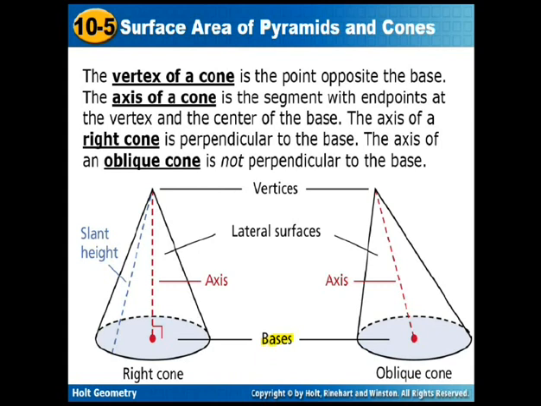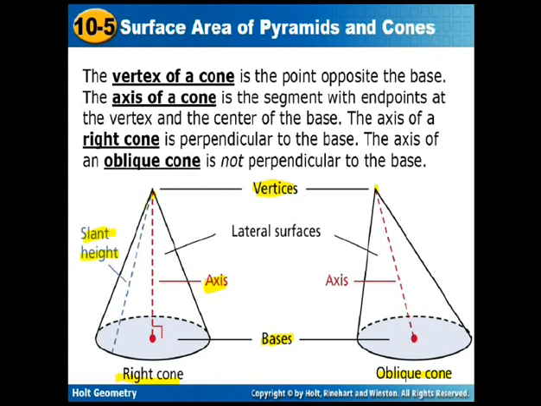And again, this is the slant height, the blue line. And this is the axis. The axis is the altitude or the real height of the cone, which we will use later on, not in this lesson. This is the vertex here. It has only one vertex for each cone. This is the right cone, and that one is the oblique one.